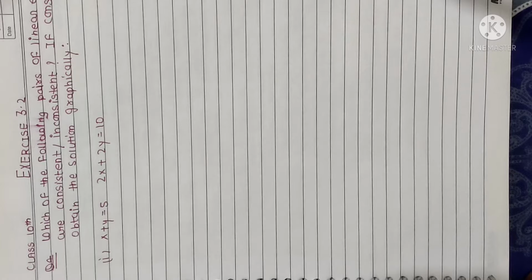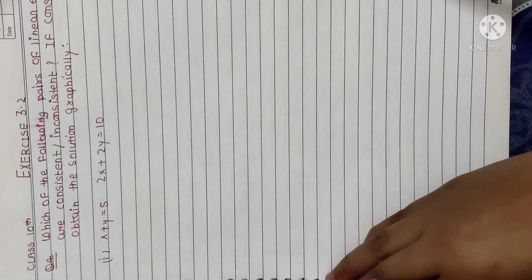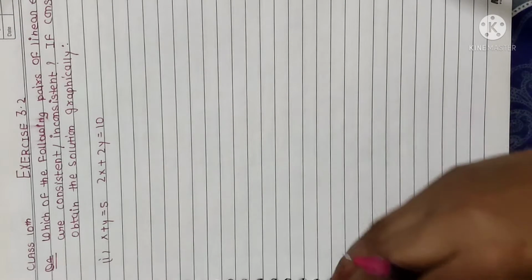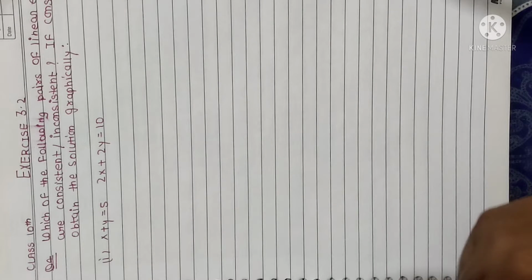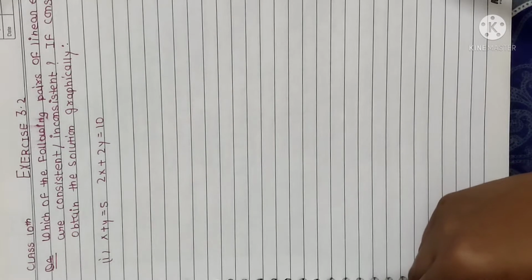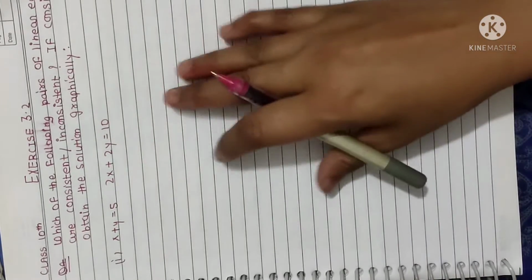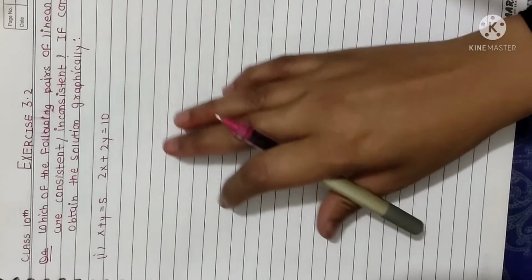or coincident lines. For parallel lines, the comparison of ratios will be a1 upon a2 equals b1 upon b2, but not equal to c1 upon c2. So we have to keep this in mind before going to solve this question. The first part is x plus y equals 5, 2x plus 2y equals 10. So here we first have to make a solution table for these two equations.